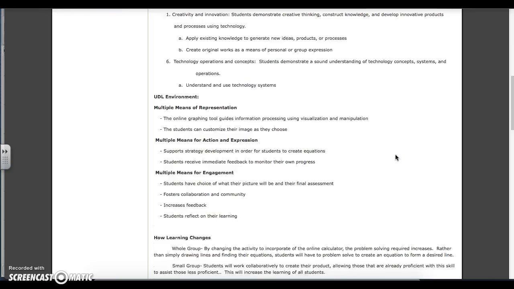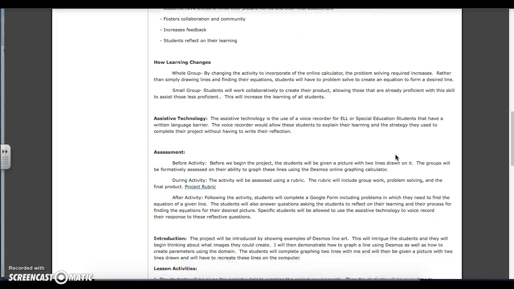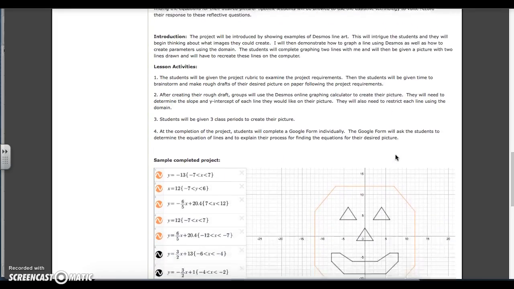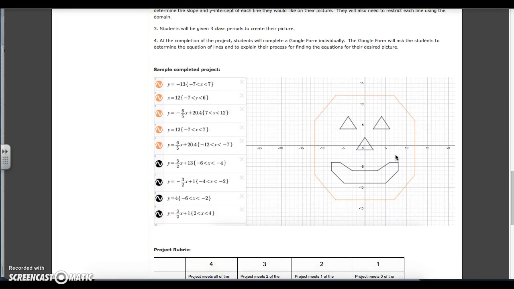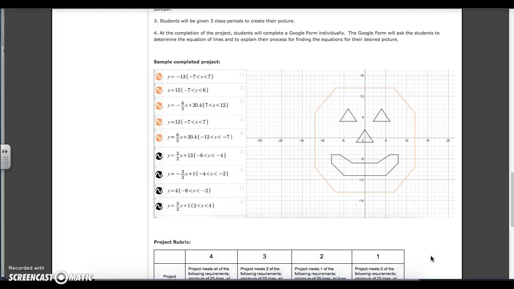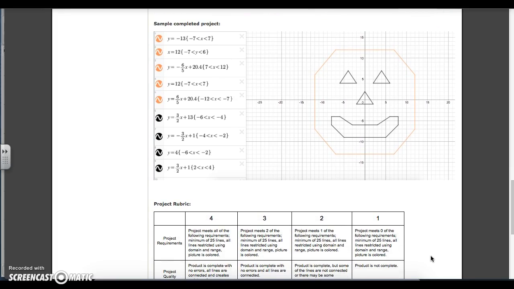The next lesson builds off of this slope-intercept form and has the students writing the equations of lines and changing the domain and range of each of these lines so that they can create an image using the Desmos online calculator. If their equations or domain and range are incorrect, the students will know immediately because their lines will not be where they want to be. This really increases the problem solving used throughout this lesson.